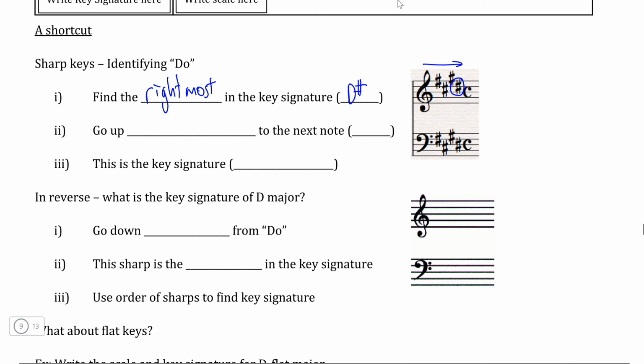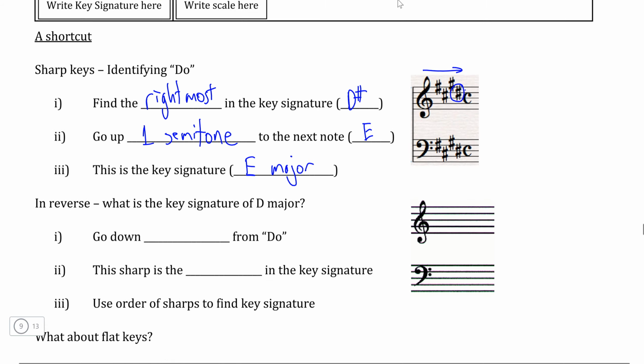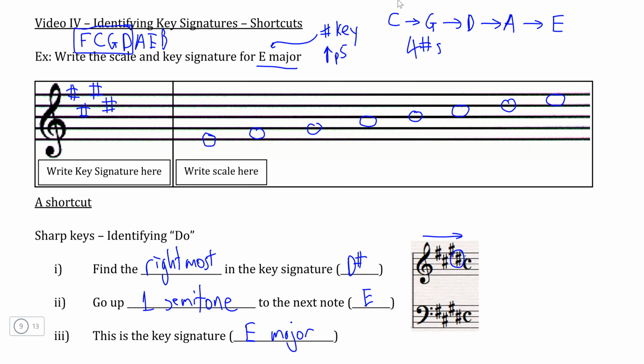Next we need to go up 1 semitone from this final sharp in the key signature. On the piano, D sharp is the black key between D and E. So the next note would be E on the piano. This shortcut has just identified that E major, or a major scale based on the pitch E, is the scale that makes use of the 4 sharps of the key signature like this, and we can see that this took a fraction of the time than working out the entire circle of fifths, but regardless of which way you choose, the result remains the same.